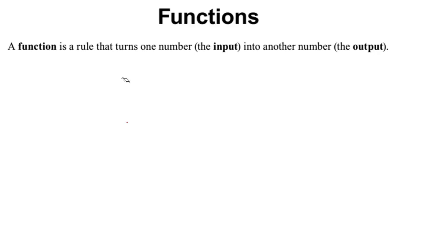So the first thing we need to know is basically what function refers to. Now a function is a rule that turns one number, which is called the input, into another number, which is called the output. So if you have a number you're starting with, and then a different number that you're finishing up with. For example, let me call the input x, which are the numbers I'm going to start with. And then let me call the numbers I'm going to end up with, the output, y.